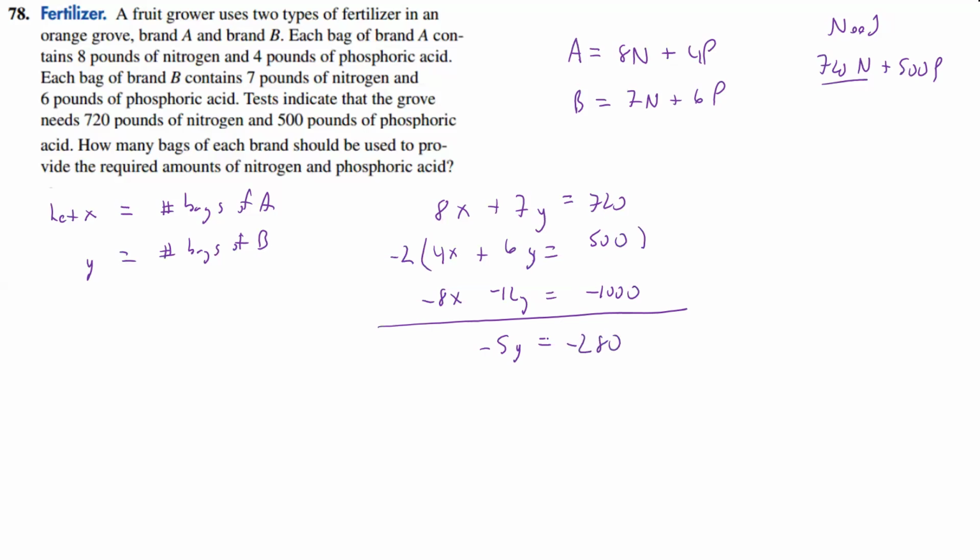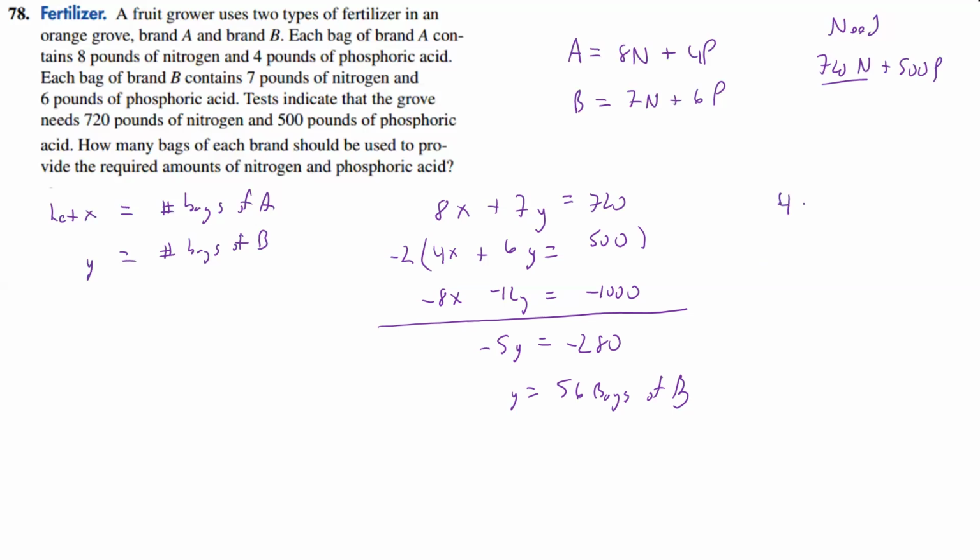Now I divide by -5, so y equals a positive 56, and that's bags of B, because y is B. And if that's B, then I can plug that back in.